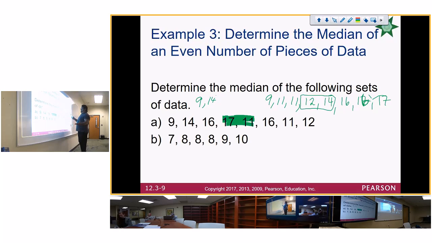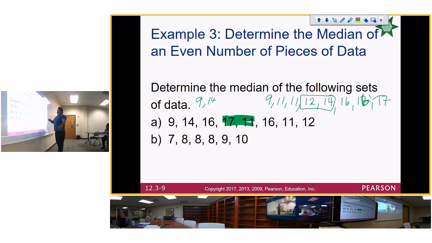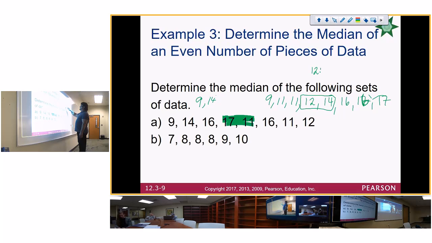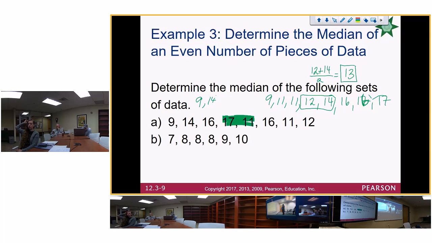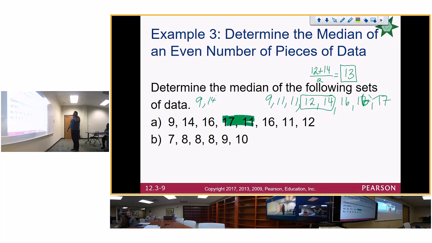So you can't have two medians. So you say 12 plus 14 divided by 2 is equal to 13. Y'all check me. Is it 36 or 26? I thought it was 19. I'm sorry, what'd you say? Oh, you're right. It's 13.